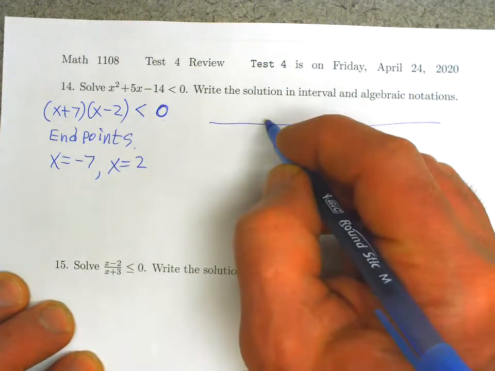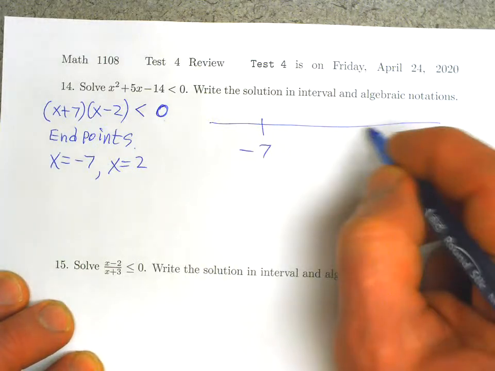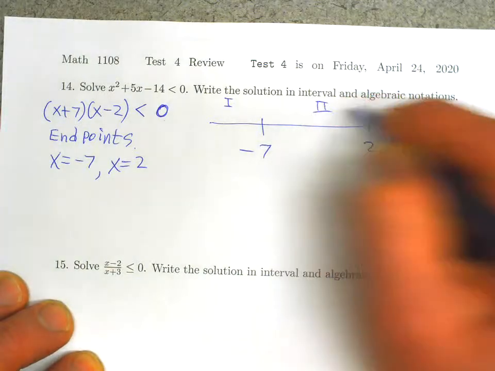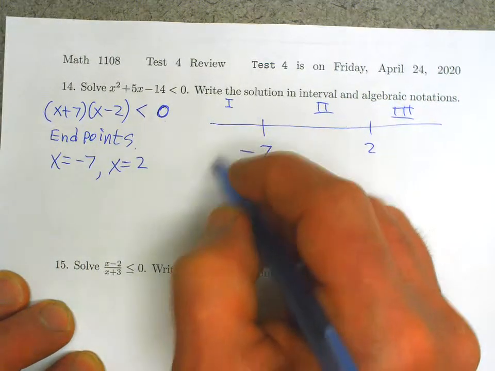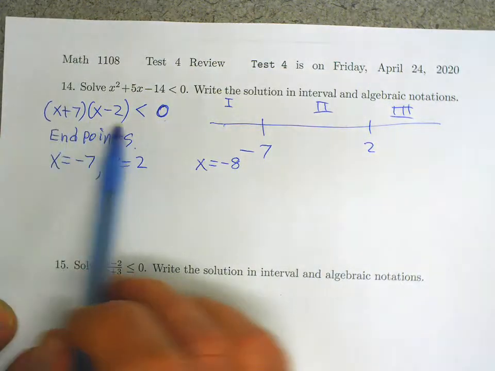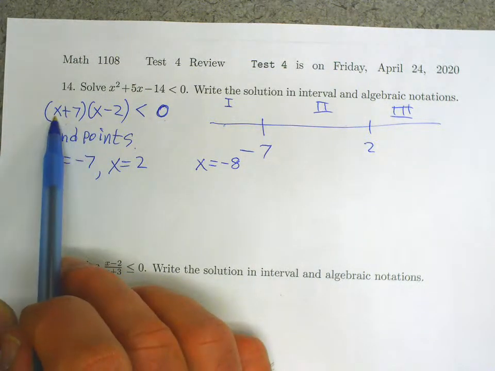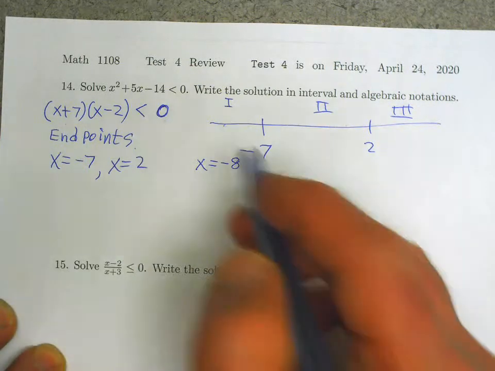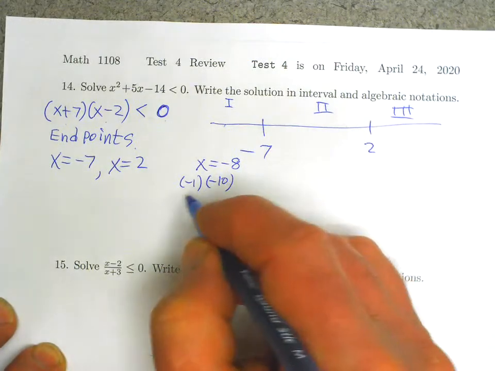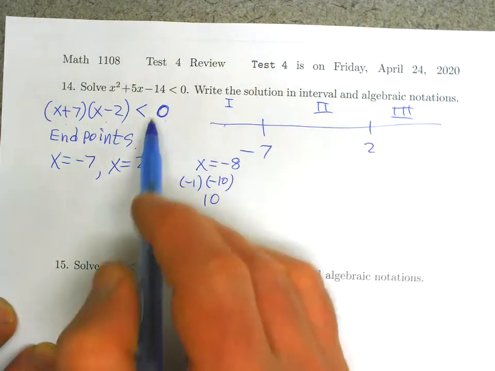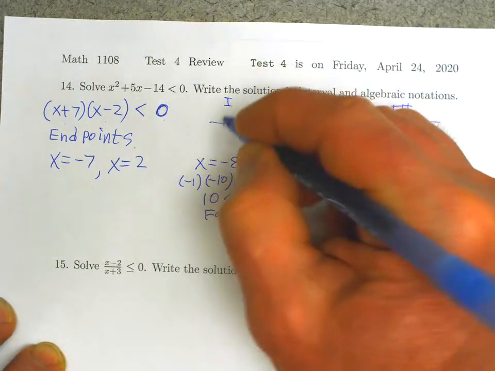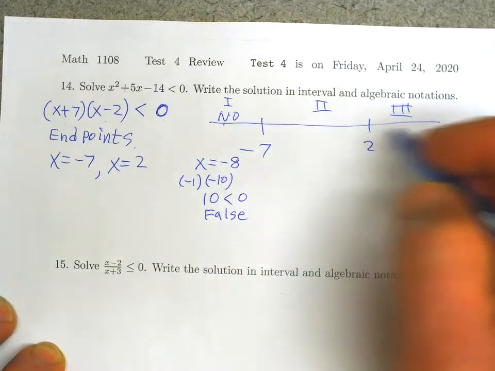So when we solve these kinds of inequalities, we plot the endpoints on the number line. The two endpoints divide the number line into 3 separate intervals. So in the first interval, I'll pick x to be -8, and then I'll use the factored inequality. Replace x with -8. -8 plus 7 is -1. -8 minus 2 is -10. -1 times -10 is +10, but the inequality less than 0 is false. So none of the numbers in that first interval are solutions.